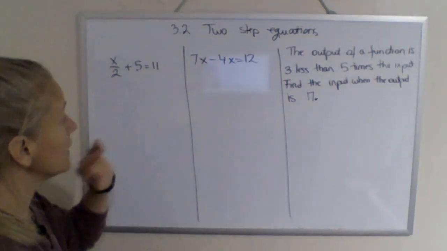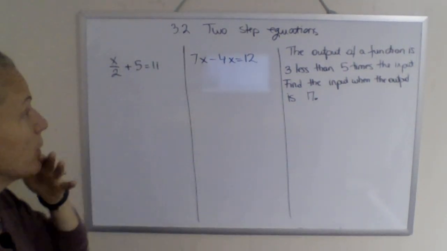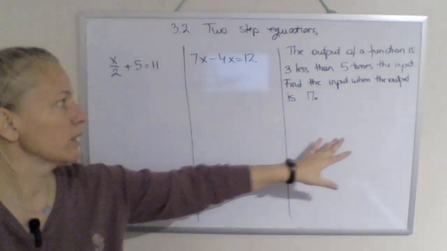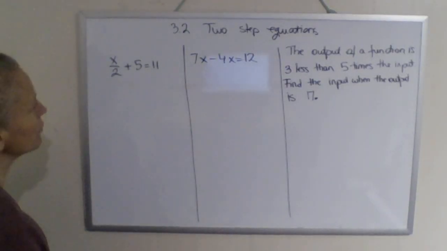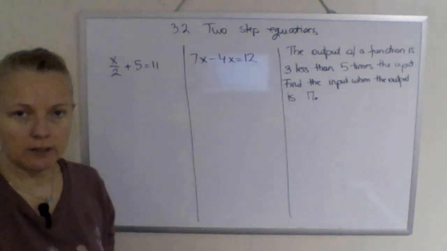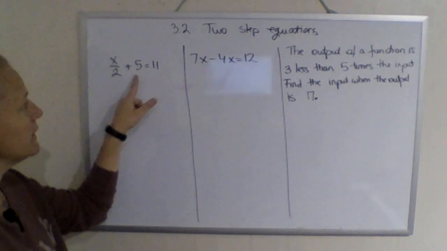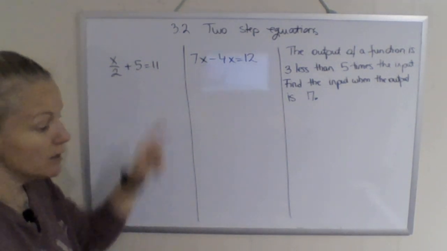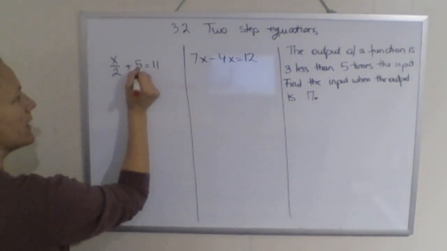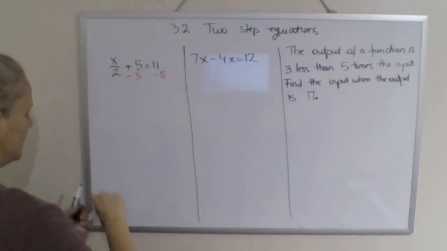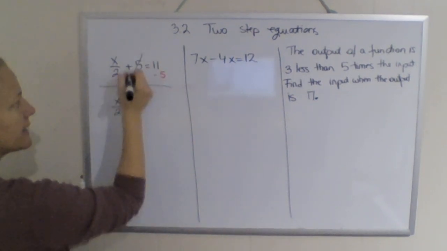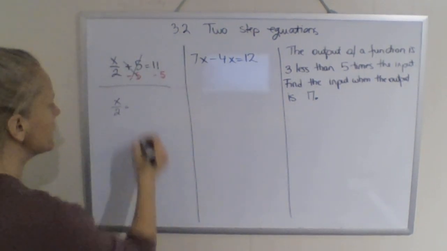Two-step equations is what we learned in 3.2, and we're going to go through all of the examples that we did in class, just a quick review. The first one is x over 2 plus 5 equals 11. As we move to two-step equations, we first want to move everything that does not have x to the other side by doing the exact opposite operation. This is minus 5, minus 5. Then we end up with x over 2 equals 11 minus 5, which is 6.